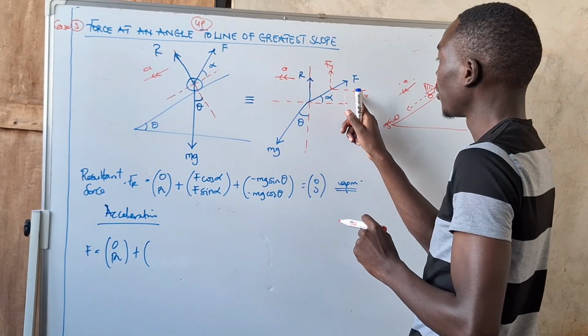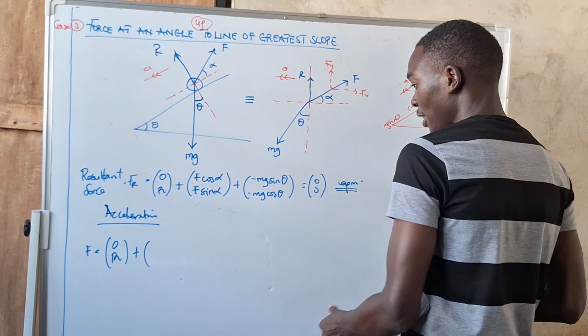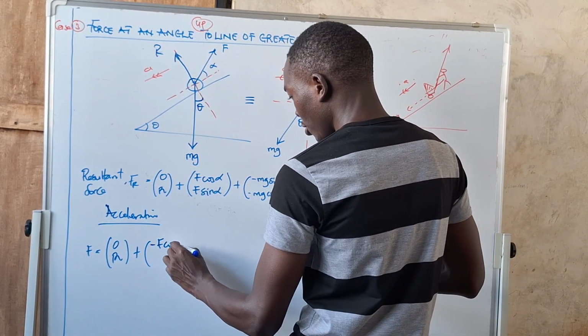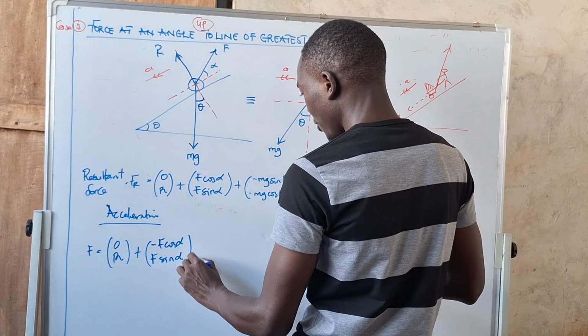I think you see the horizontal is in opposite direction with acceleration. That's why it will take a negative. So this will be minus F cos alpha, whereas vertically it will be F sine alpha.